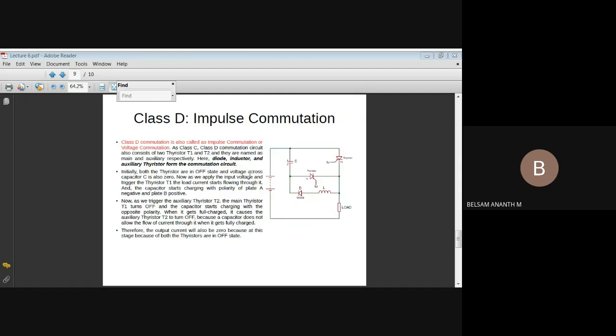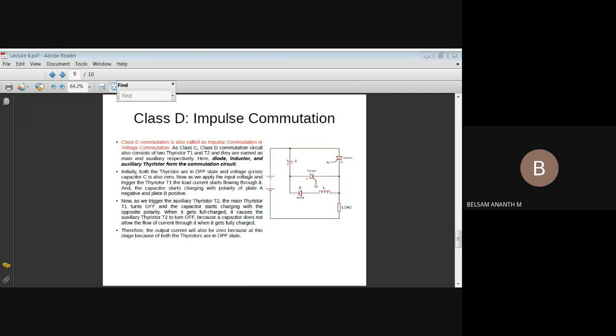Next one is called impulse commutation. Please remember, this is also called class B commutation. Class B commutation also consists of two thyristors: one is called the main thyristor and the other is called the auxiliary thyristor. Along with that, you have an L and C with a diode. Please understand all the differences so that you can remember these things. Otherwise, you do not know what exactly the difference is. Some component changes you may have, thereby you get the required on-state values and off-state values.